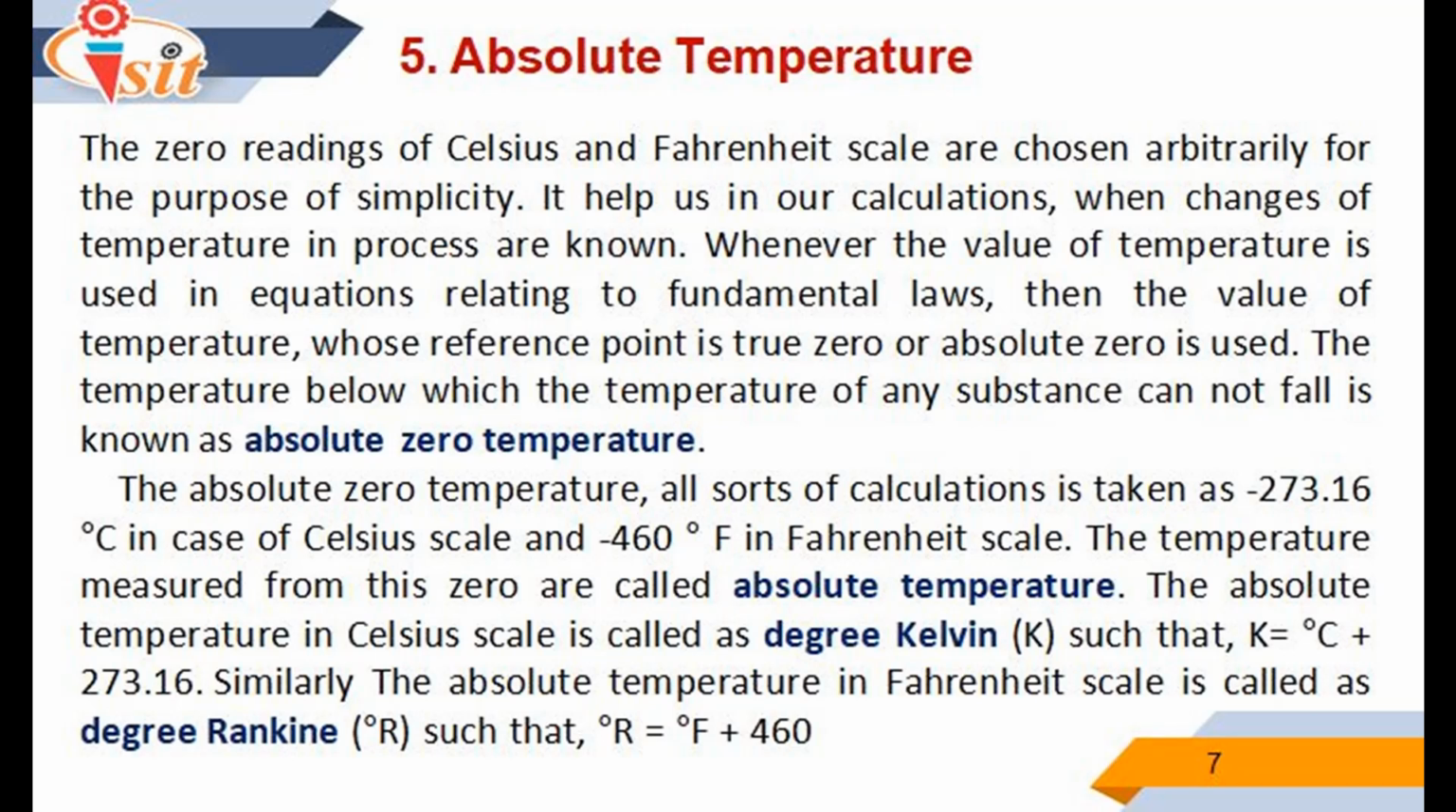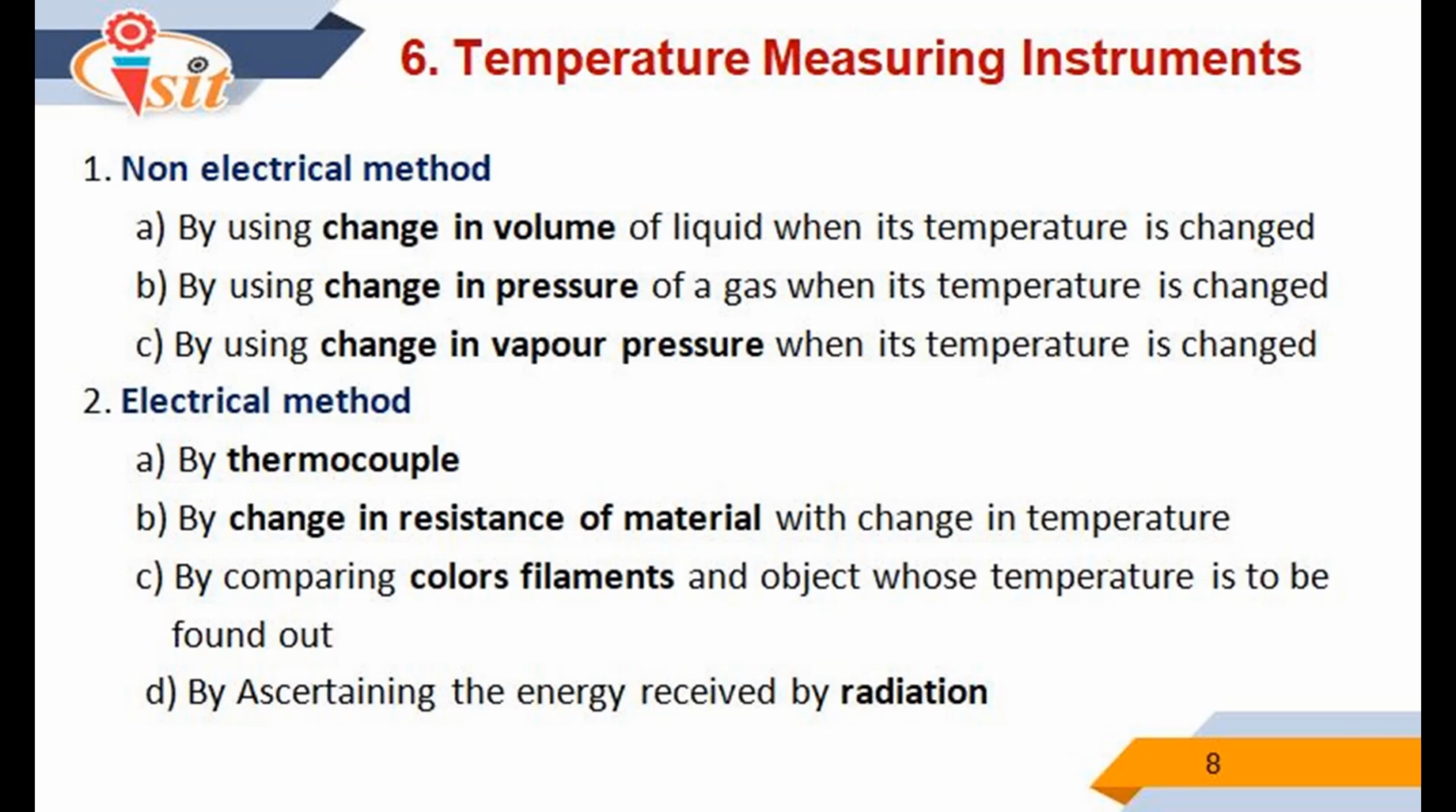The absolute temperature in the Celsius scale is called degree Kelvin, such that K = degree Celsius + 273. Absolute temperature in the Fahrenheit scale is called degree Rankine, such that R = F + 460.